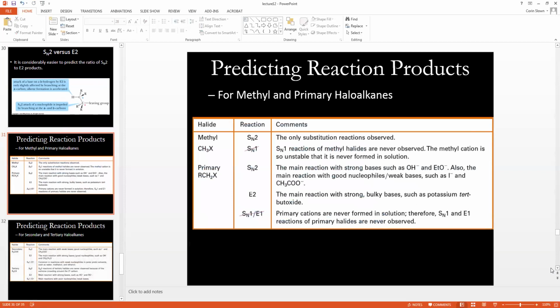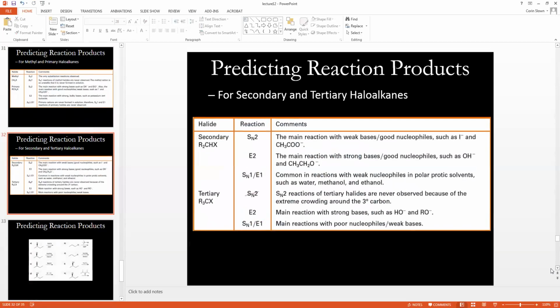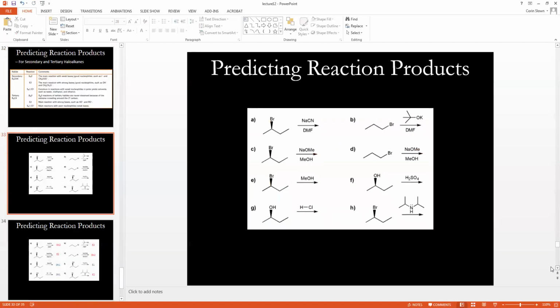Your job is going to be able to predict reaction products for methyl and primary haloalkanes, which means you should be able to recognize SN2 and combinations of SN2 and E2, as well as E2 only, as well as for secondary and tertiary haloalkanes, where you're much more likely to see mixtures of SN1, E1, SN2, and E2. So let's do some practice to make sense of this. Take a look at the following reactions and tell me whether or not they would be SN2, E2, E1, or SN1. And again, press pause if you need to. You can take as long as you need to think about and work on this problem.